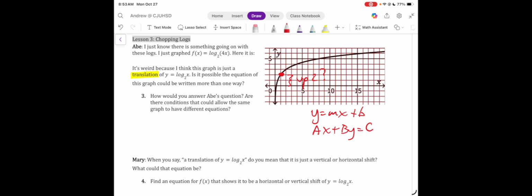So I would say, is it possible? Yes. Equations can have different forms.